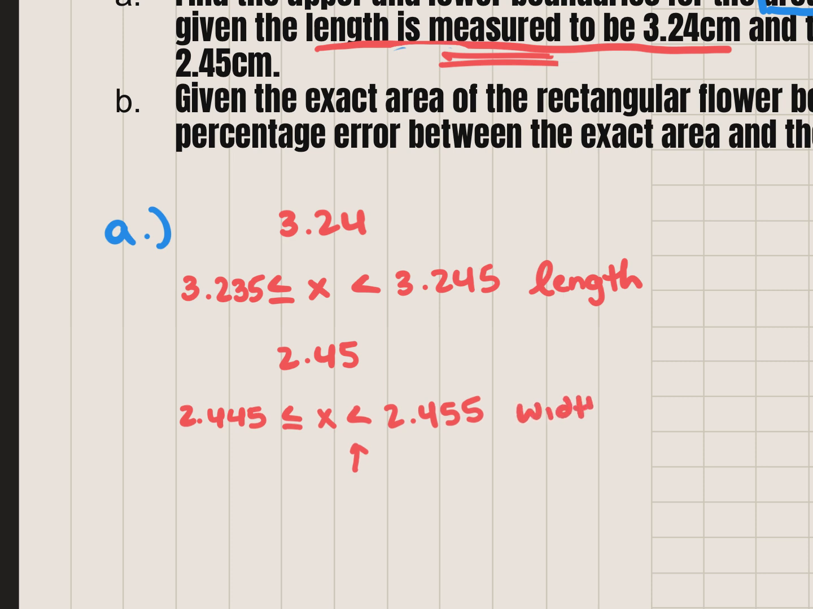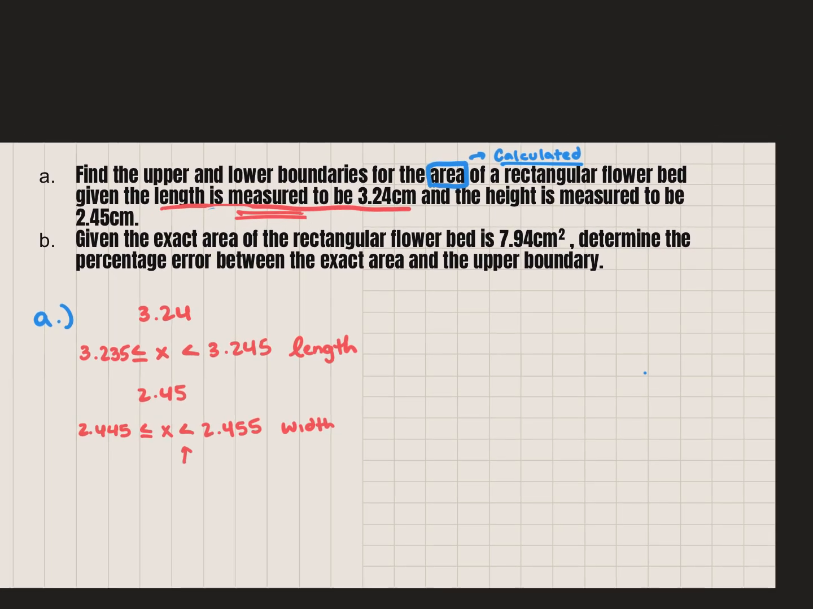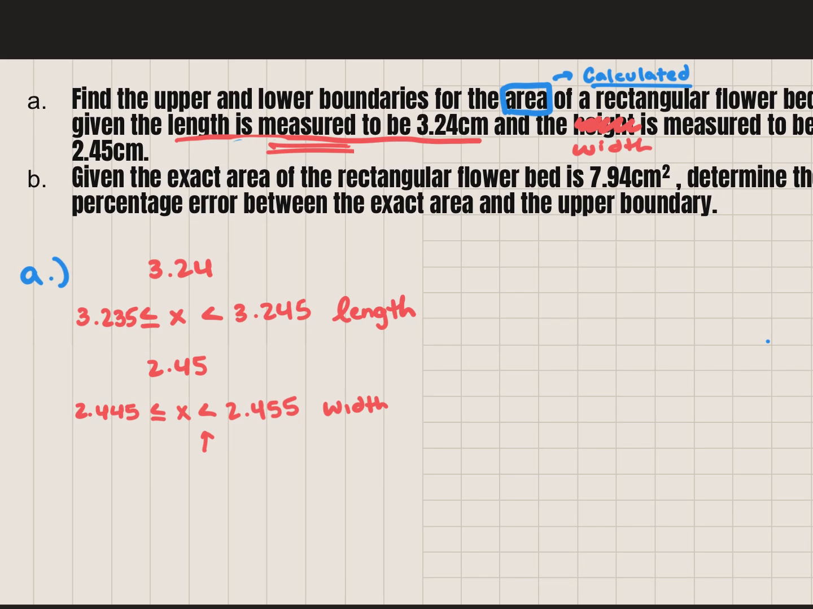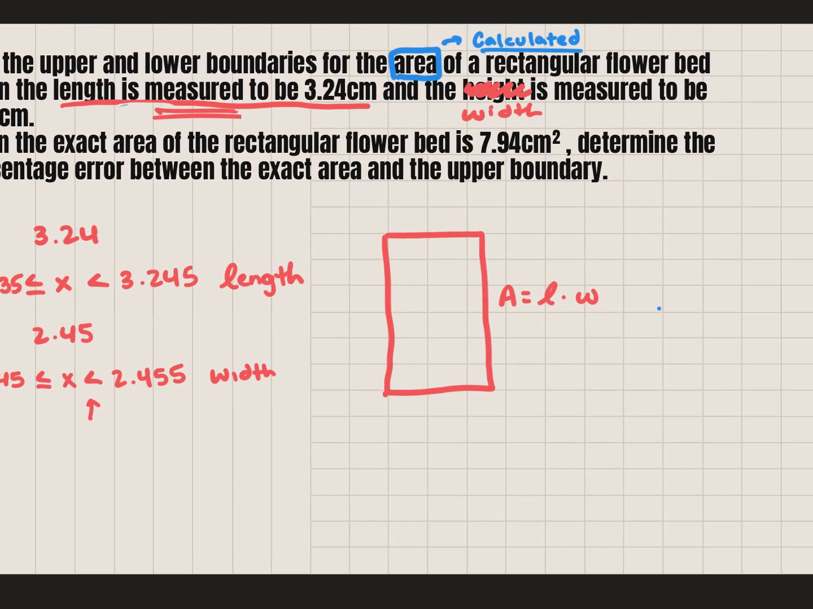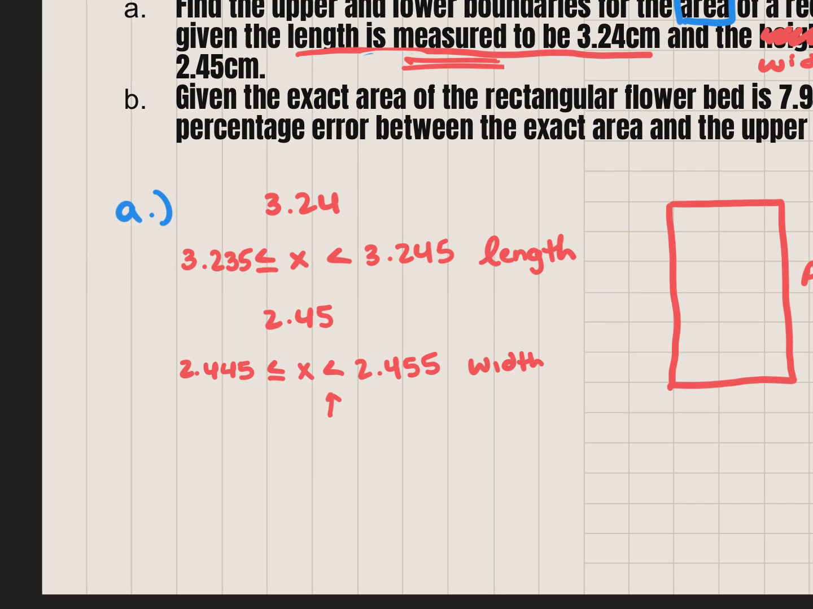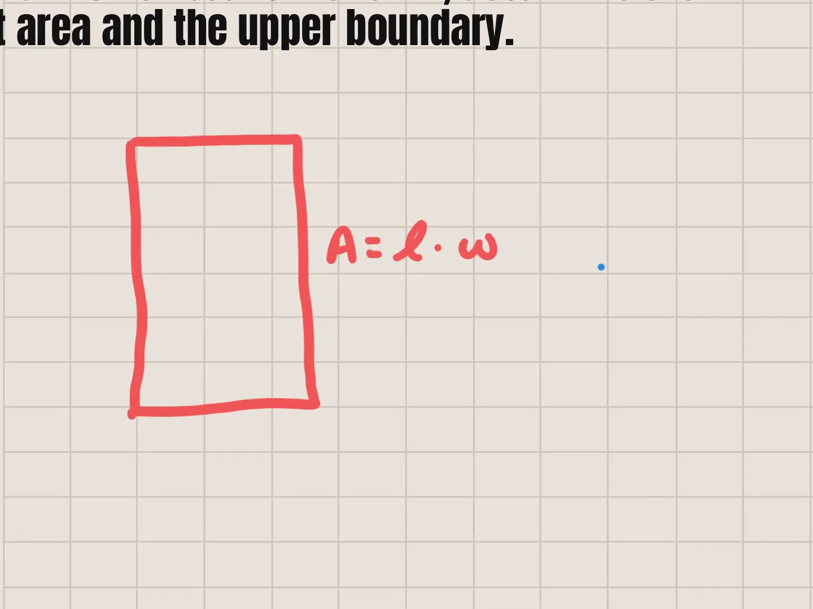Okay, and this will be our width. I believe in the problem it's written height. I'm going to go ahead and change that. We should probably have that be the width of the rectangle, not the height. Okay. If I draw my little rectangle here, area for upper and lower boundary, my area formula for a rectangle is length times width. So my lower boundary, okay, are going to be the two lower boundaries here multiplied together. Length times width.